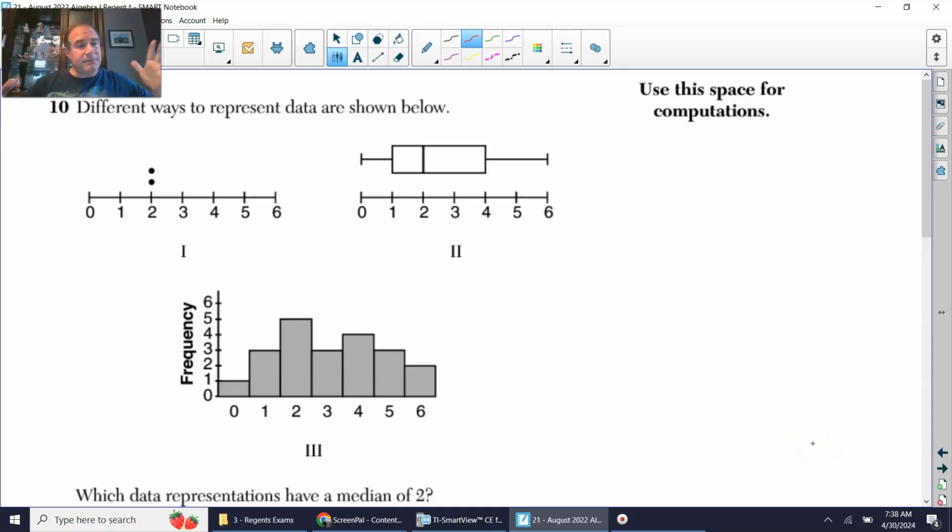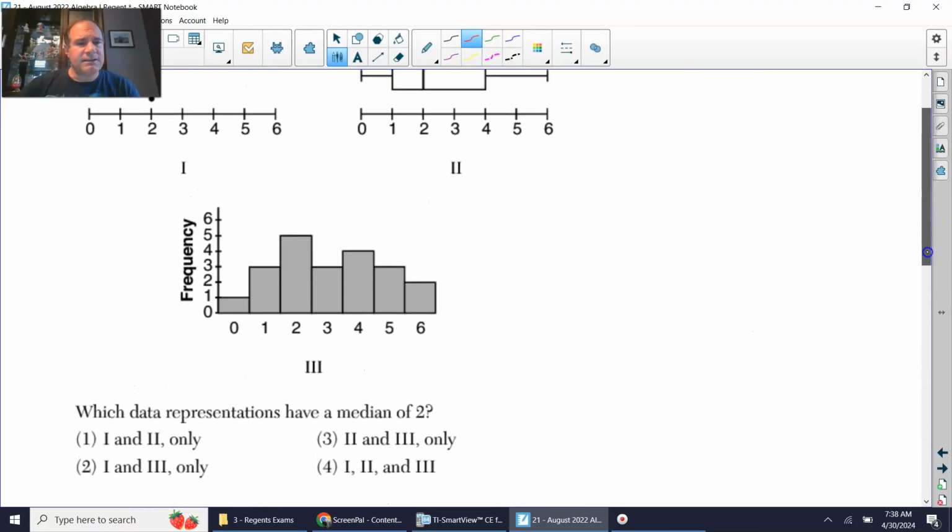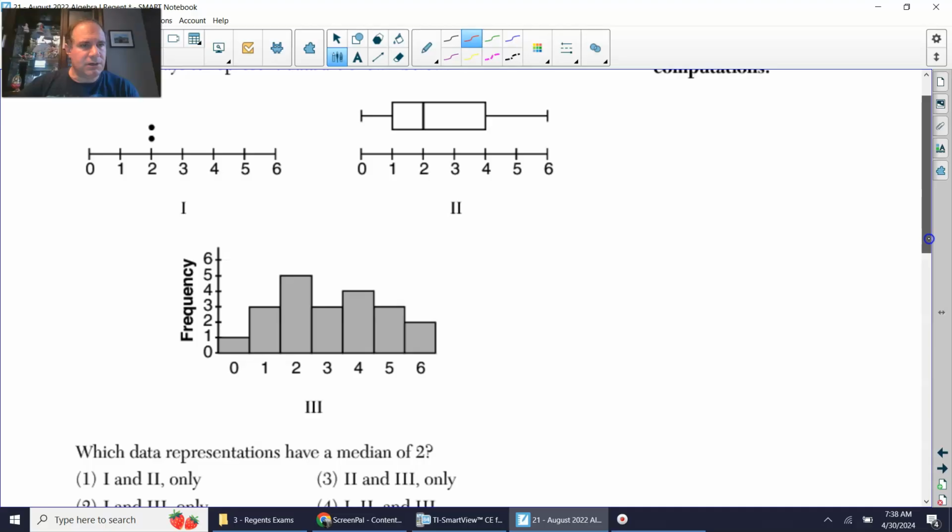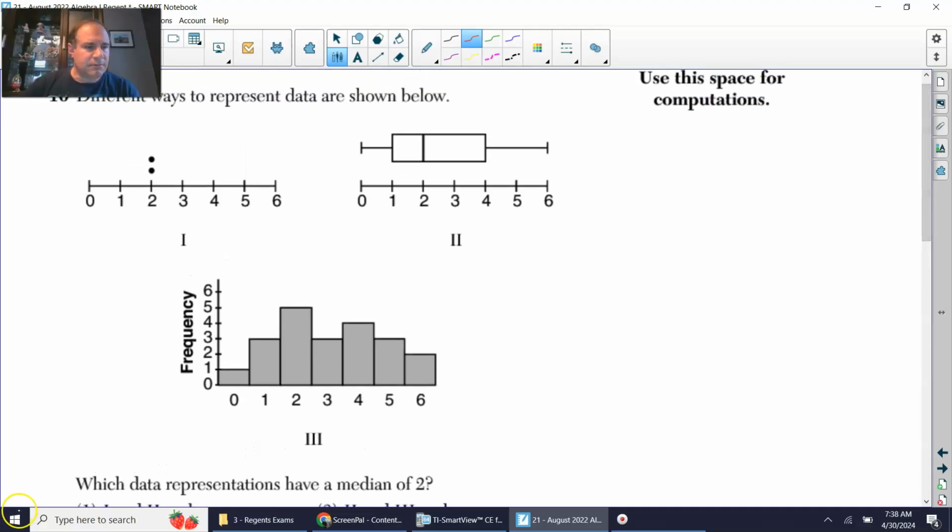So here's a little bit of statistics. Different ways to represent data are shown below. Which data has a median of 2? Okay, I put all of those dots back. For some reason, it wasn't showing up, but here we go. I'm going to say this is a dot plot. This is a box and whisker plot. And here we go with the histogram.